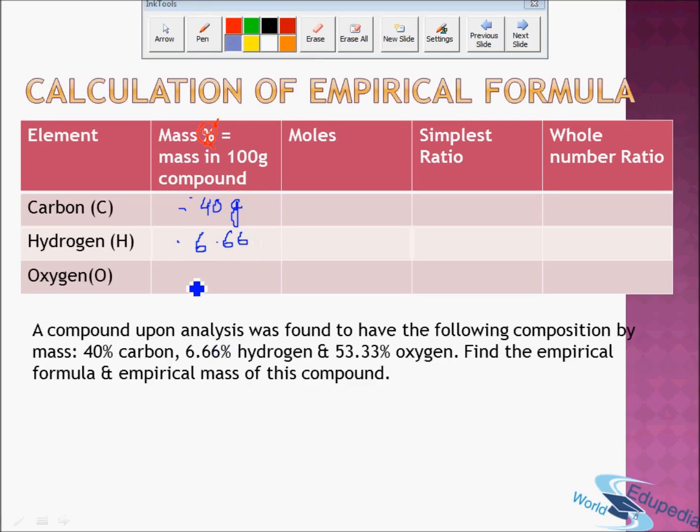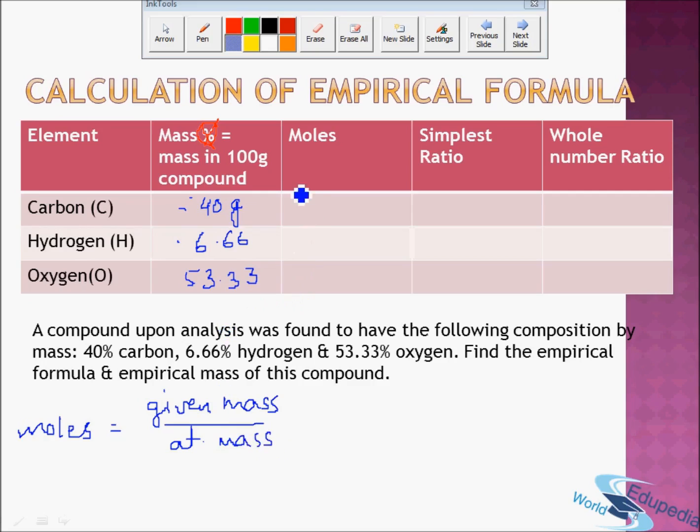And the mass of oxygen present with me is 53.33 grams. Okay, I can directly fill this up in the form of grams. Now since I have grams, I can easily calculate moles. If you remember the relation between moles and grams, moles is equal to given mass divided by atomic mass, or gram atomic mass.